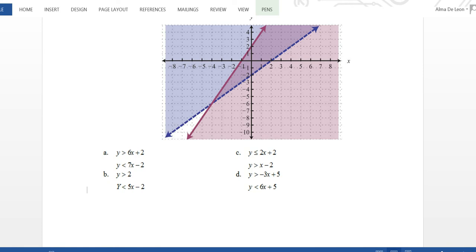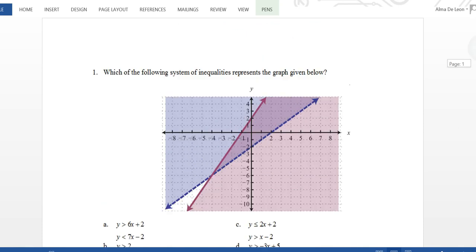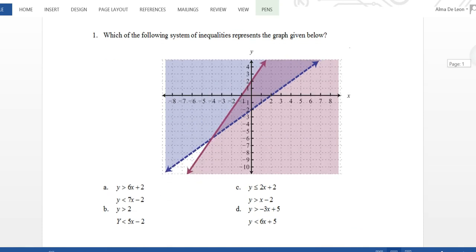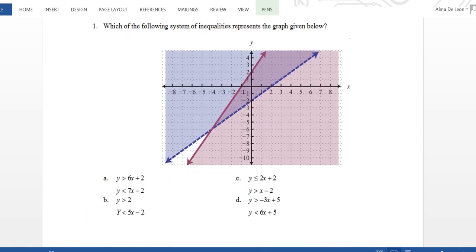Okay, so this is question 1, module 3, and this is just asking us to find the system of inequalities that represents the graph given below. First of all, let's start looking at our equations.